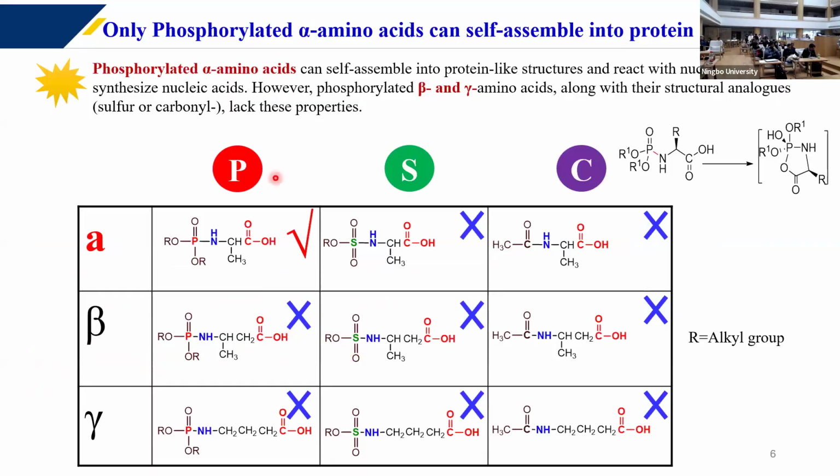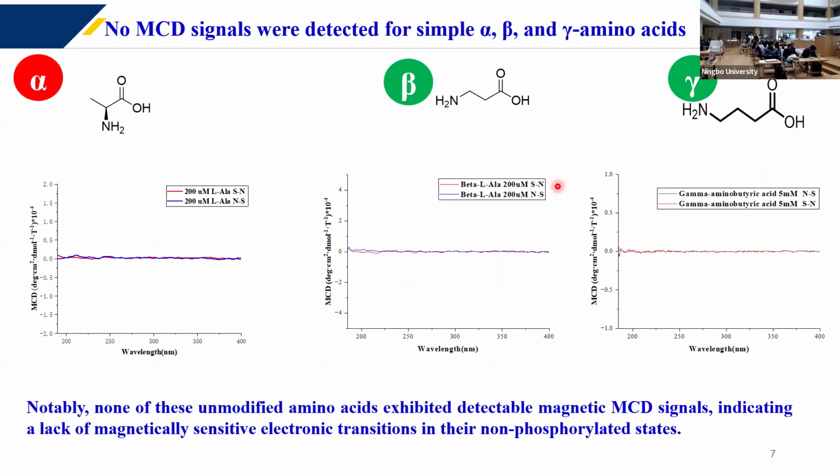In our previous study, we found that phosphorylated alpha amino acid can assemble into protein-like structures and react with nucleotide to synthesize nucleic acid. However, the phosphorylated beta and gamma amino acid, along with their structural analogs such as sulfur and carbonyl, lack this property. Then, with the MCD instrument in hand, we are ready to test the MCD of the amino acids.